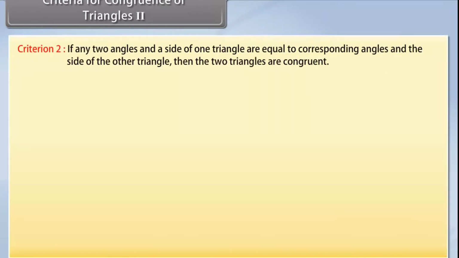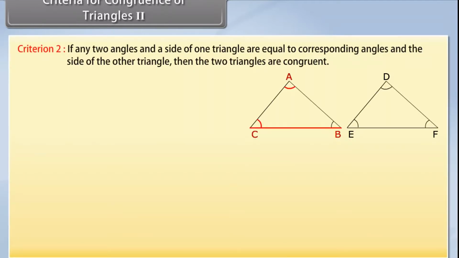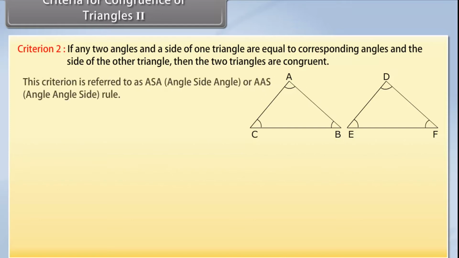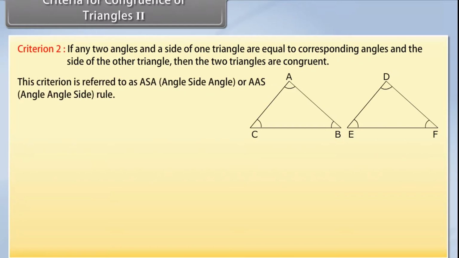Criteria for congruence of triangles 2. The next criteria for the congruence of the triangles is that if any two angles and the side of one triangle are equal to corresponding angles and the side of the other triangle, then the two triangles are congruent. This criterion is referred to as ASA, angle side angle, or AAS, angle angle side rule.